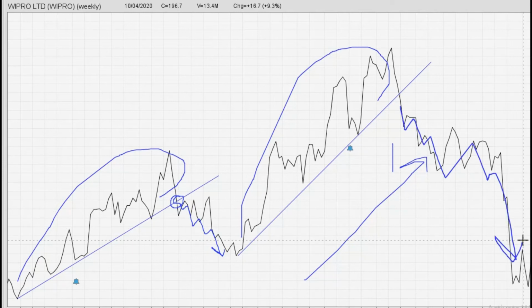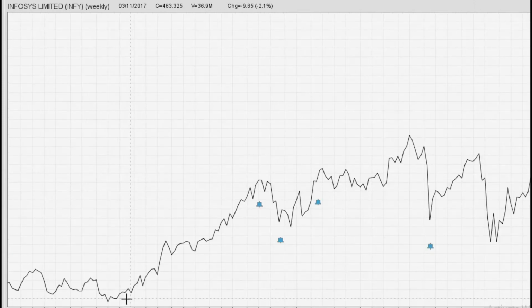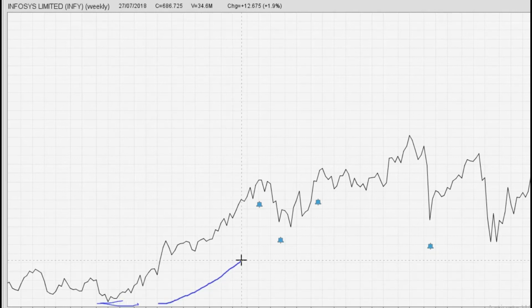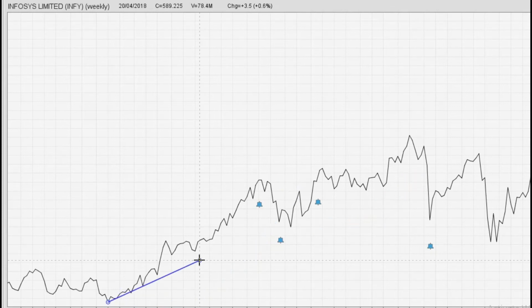Let me pick one more chart. Let me go to Infosys Limited, convert this to weekly chart. Now here, from this point, this was the lowest point, and from here if you see, the direction of the stock has been upside here and a little downside, and again the upside has been continued. Let's see how I can draw a trend line here. Let's start from the lowest point.